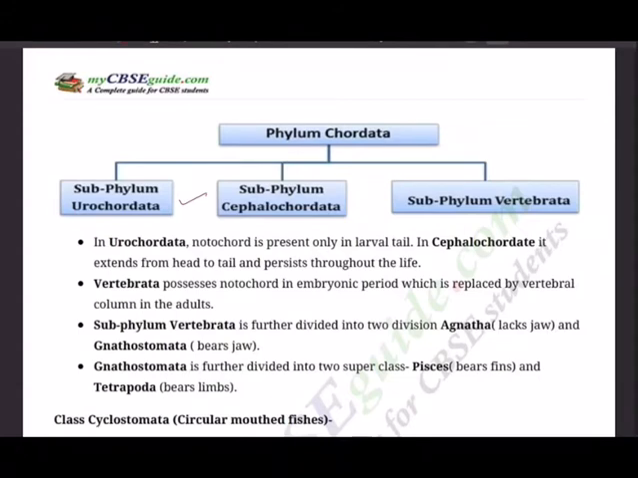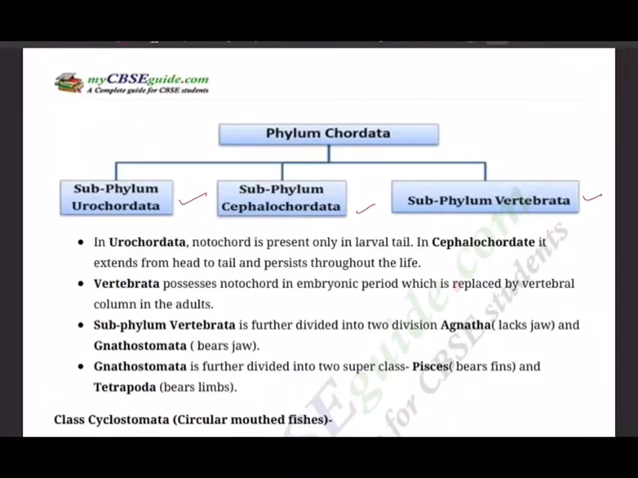Subphylum Urochordata, subphylum Cephalochordata, subphylum Vertebrata. So under Chordata, Vertebrata is coming, remember. Vertebrata is a subphylum. Many people confuse it as phylum Vertebrata. No, it is subphylum Vertebrata. Phylum is Chordata. In Urochordata, the notochord is present only in the larval tail.